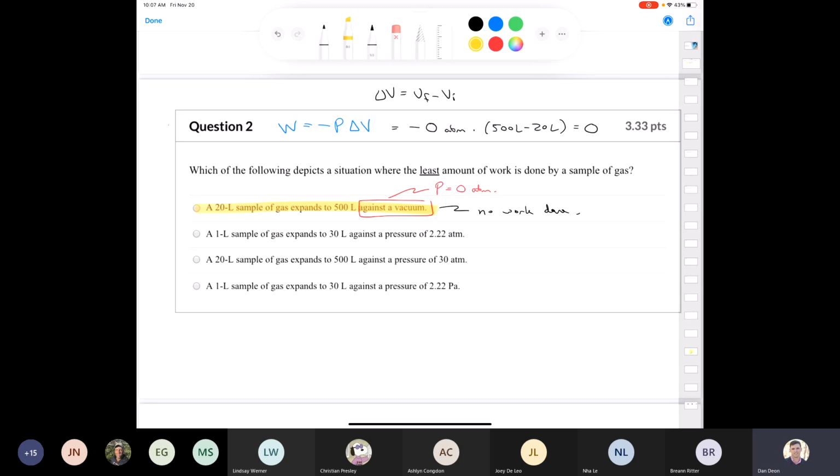Give me a thumbs up if you follow me on that one. It's a particular example that we did look at earlier on in the gases chapter. We talked about expanding against a vacuum, and we said no work is done. It was a particular example that I took from the book, I remember. Okay, cool.